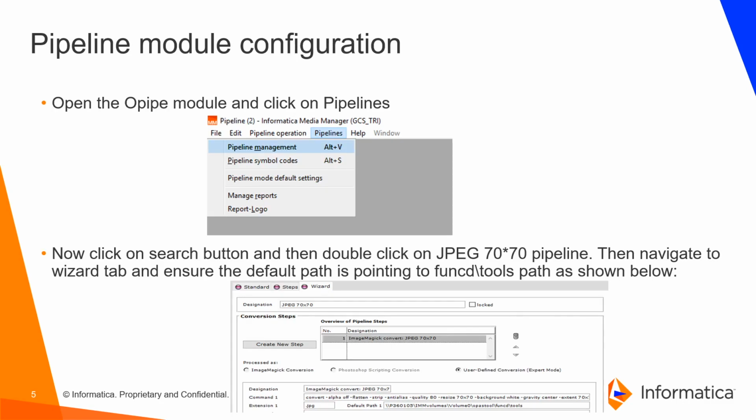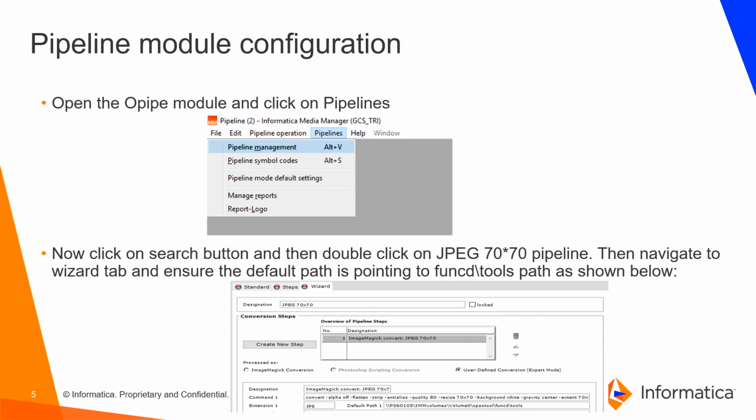Now let us look at the steps to be performed for configuring the pipeline module. Open the OPipe module, click on the Pipeline option in the menu bar and select Pipeline Management. A new window opens up in which you click on the search icon to list all the available pipelines. Out of the box, you will be provided with the JPEG 70 x 70 code. Now double click on this and navigate to the Visit tab.